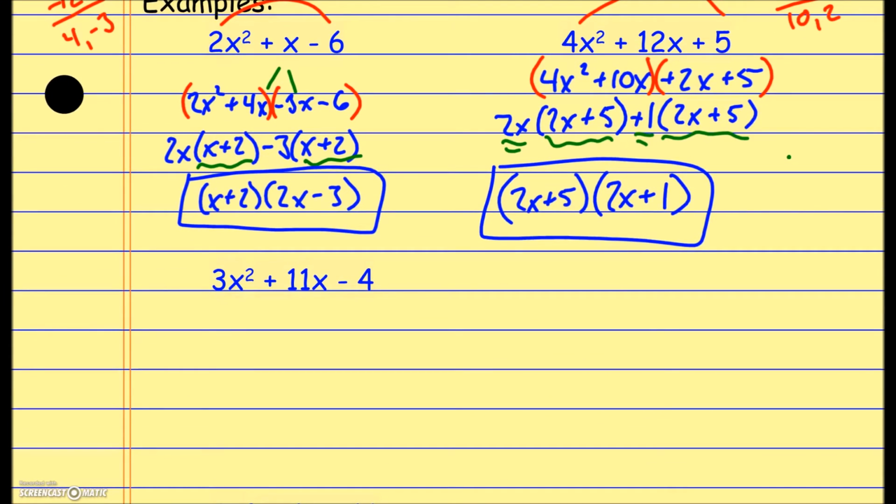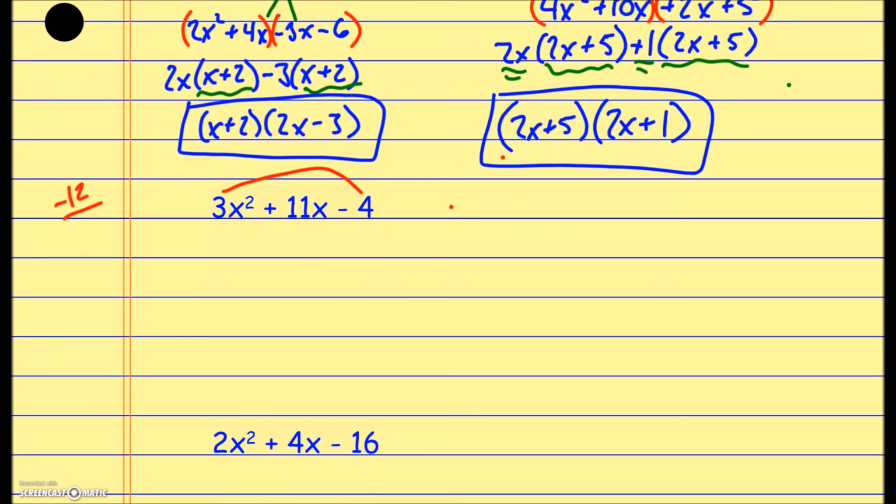Same thing with the next one. Again, I build a bridge. That gives me a negative 12. Two numbers that multiply to a negative 12, but add to a positive 11. Well, that's going to be, let's see, that's a 3x squared. Oh, sorry, I forgot to write the terms down. That's a 12 and a negative 1. So I'm going to write that as a plus 12x and a minus 1x minus 4.